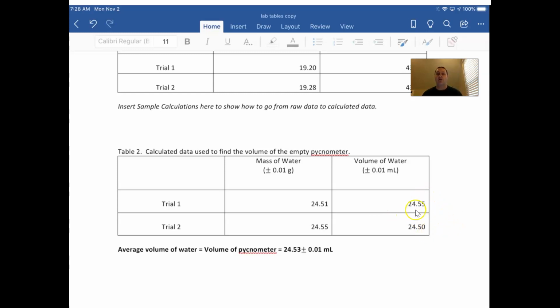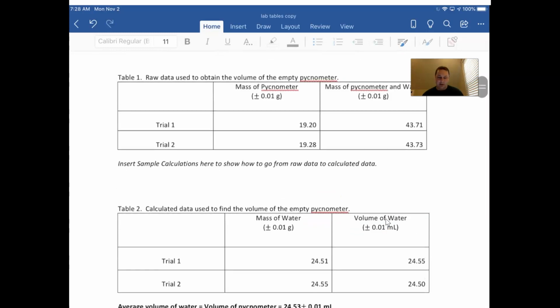Now I can pick one trial. I don't have to do a sample calculation for all the numbers that you see, but maybe I'll pick the first trial. You can pick whatever trial you would like, but you only need to show sample calculations for one trial, and we need to do it for every single number that we calculated. I'll go through that again once I've put in the sample calcs, but let's take a look at what I have.